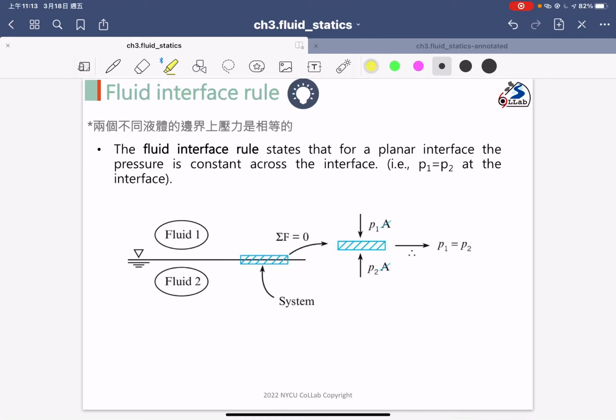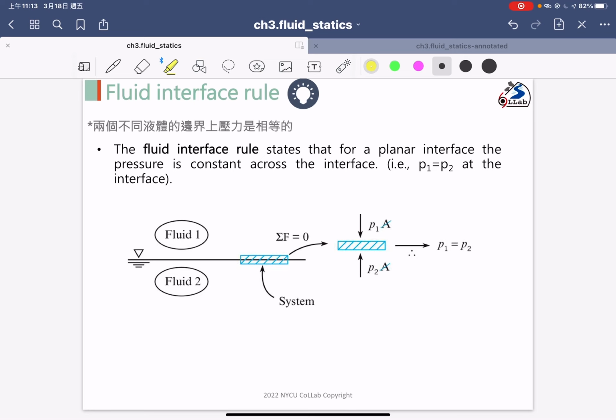Okay, so in the last class I told you that points located in different fluids will have different densities, right? And then you cannot have equal piezometric pressure or piezometric head. Okay, but sometimes we will meet this problem.